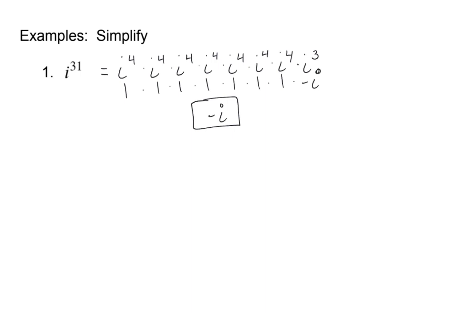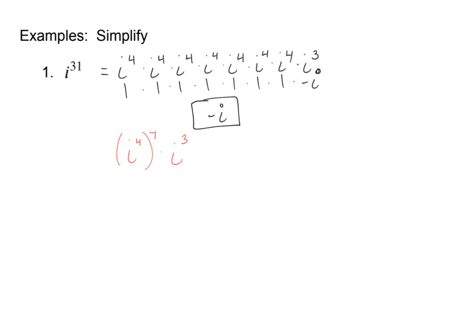Now that's a lot of writing out i to the fourth. There's a shorter way to do this. It's the same math, but a shorter way of writing it. How many i to the fourths did we have? Well, we had 7 of them because 4 times 7 is 28, and that gets us close to 31. So another way of writing that would be that we have i to the fourth 7 times. There's my 28 i's, and 3 more left.